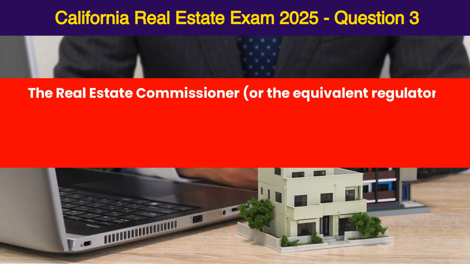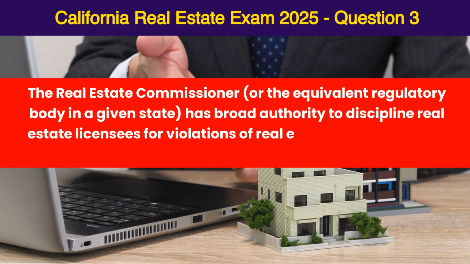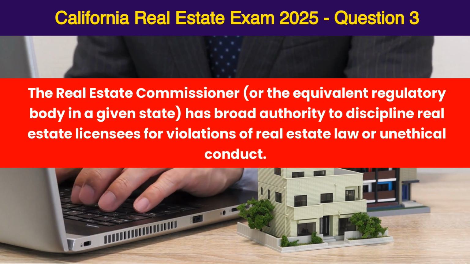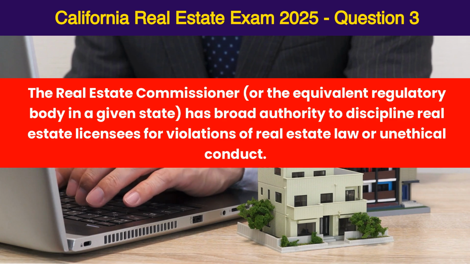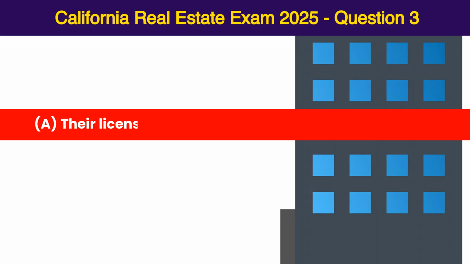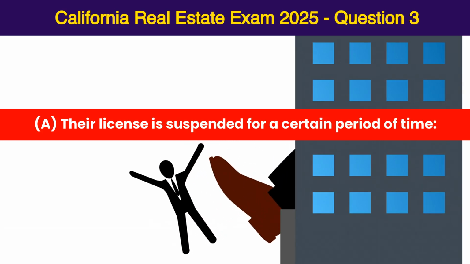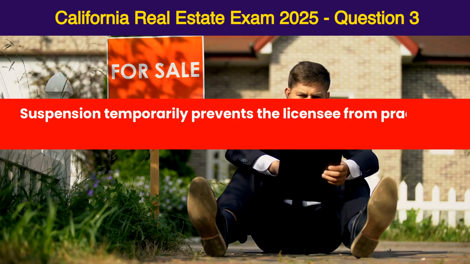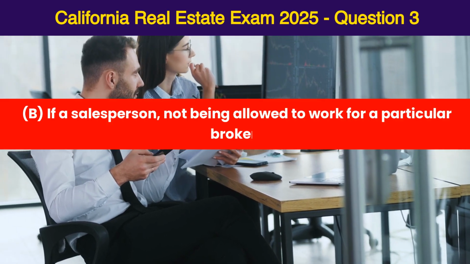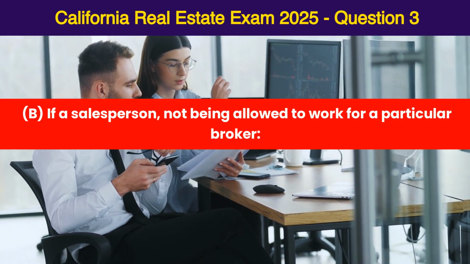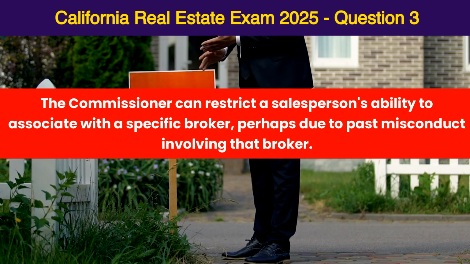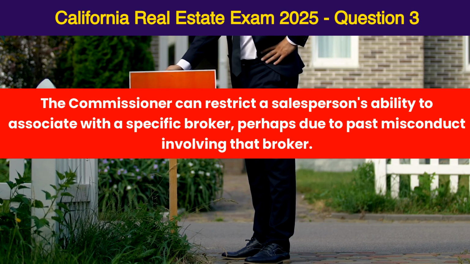The real estate commissioner, or the equivalent regulatory body in a given state, has broad authority to discipline real estate licensees for violations of real estate law or unethical conduct. These disciplinary actions can include A. Their license is suspended for a certain period of time. Suspension temporarily prevents the licensee from practicing real estate. B. A salesperson not being allowed to work for a particular broker. The commissioner can restrict a salesperson's ability to associate with a specific broker, perhaps due to past misconduct involving that broker.